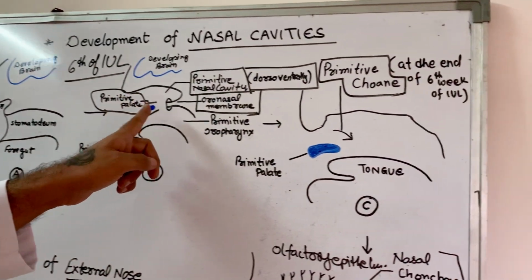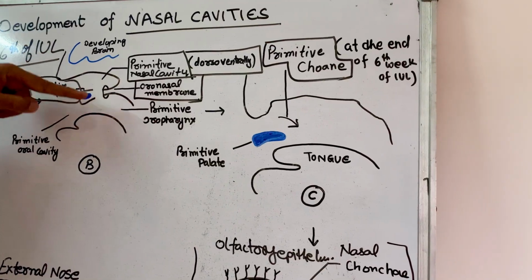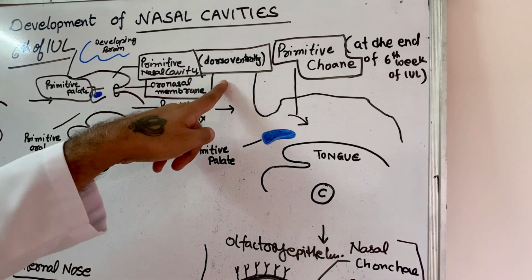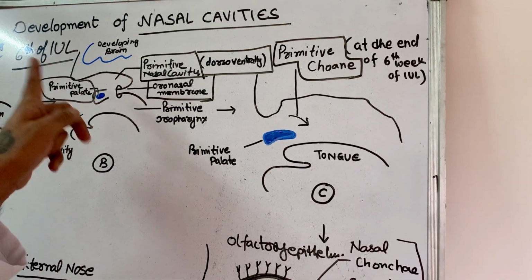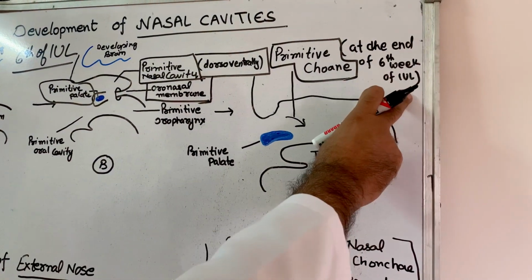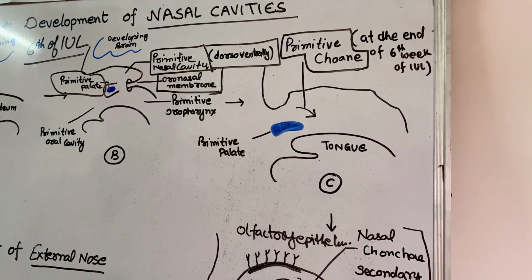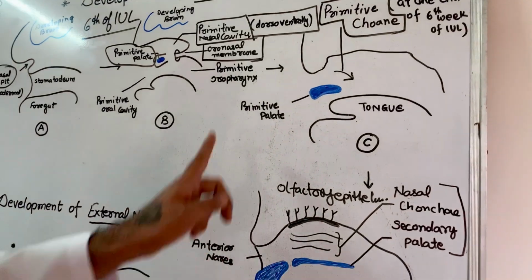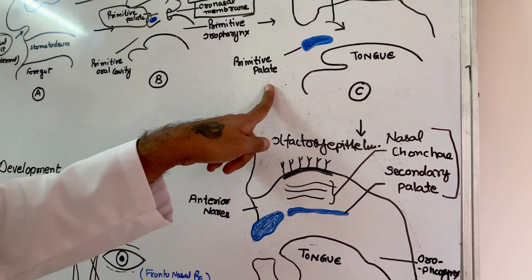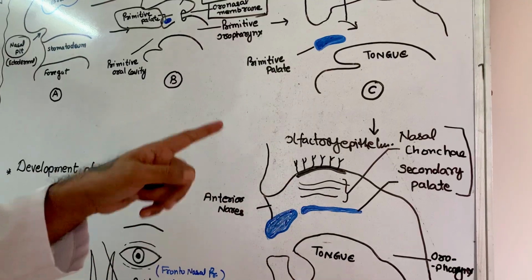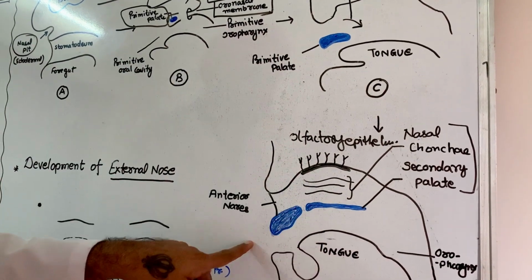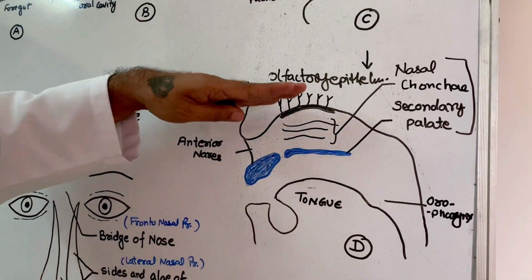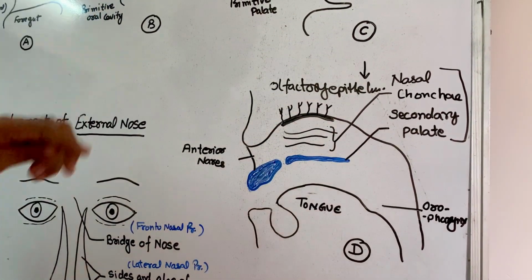From the primitive nasal cavity, there is a connecting link between the oral cavity and the nasal cavity, the oronasal membrane. When this membrane shrinks, at the end of the 6th week of intrauterine life, and disappears, it ultimately gives communication between these two cavities. Later on, the parallel development of the palate, which we will discuss in the next video, divides the two cavities and separates them. The upper one is the nasal and the lower one is the oral cavity.